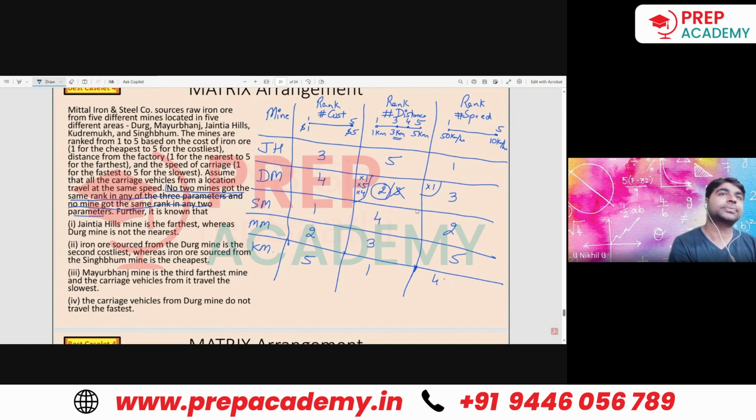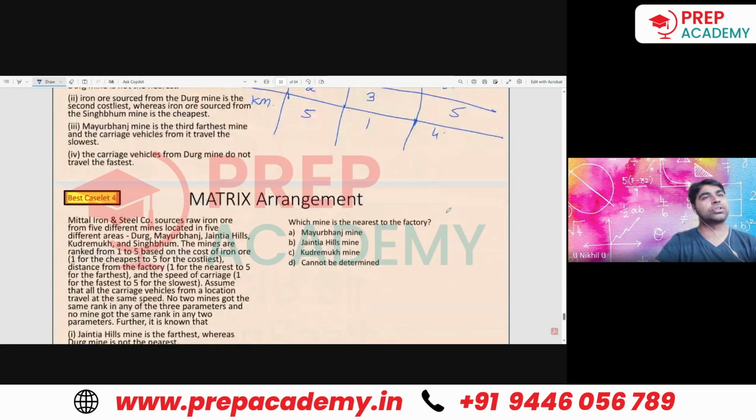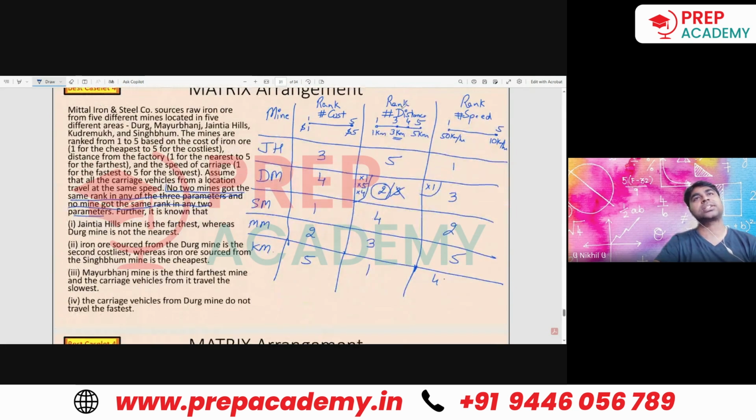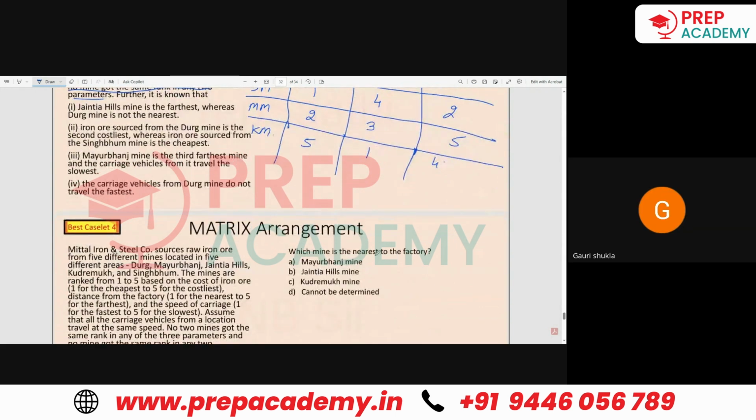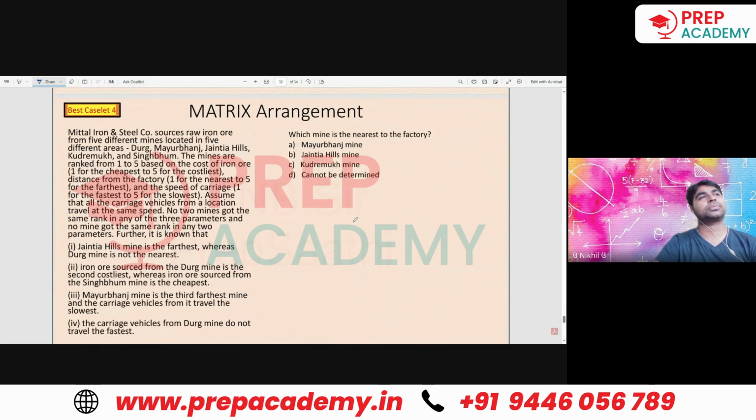Understood, guys? So in all the rankings, 1, 2, 3, 4, 5, yes. Okay. So this was the solution. Which mine is the nearest to the factory? Distance least. 1 kilometer. Rank 1. Kudremuk. Yes. Understood now?